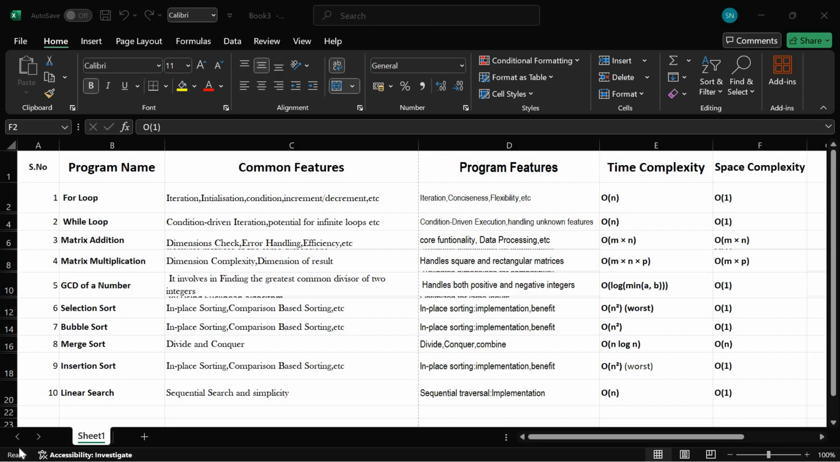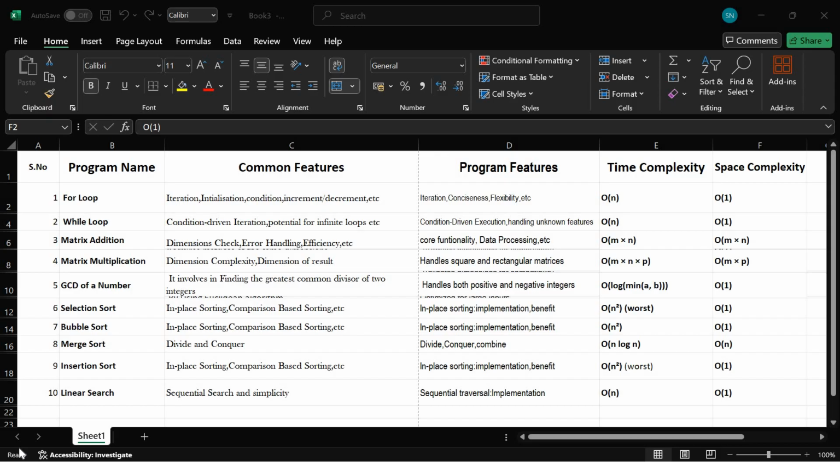Insertion sort builds the sorted array one element at a time by inserting each element into its correct position. Time complexity is big O of n squared in the worst case, big O of n in the best case. Space complexity is big O of 1.